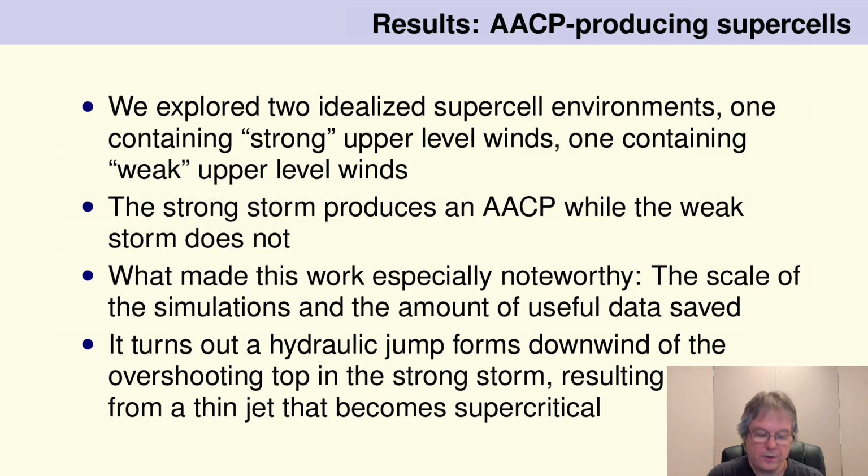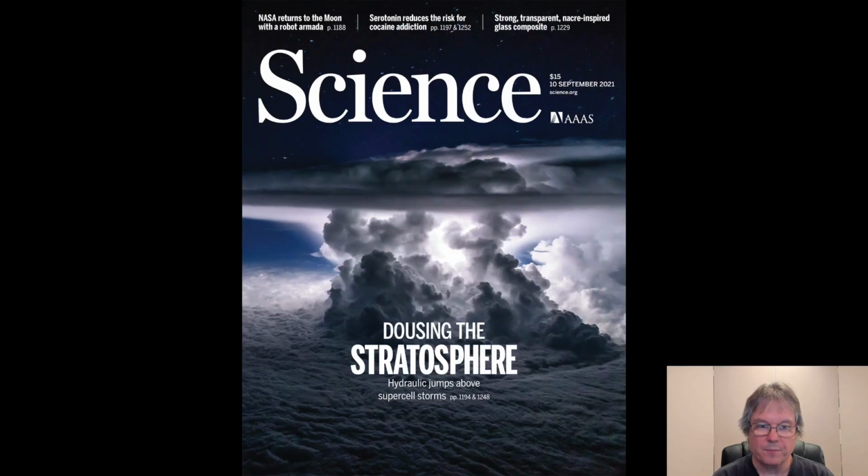What we've done is simulate 2 storms, one that produces an AACP and one that does not, based upon some earlier work at the University of Oklahoma. We basically ran the simulations at 50 meters and just decided to see what happens. And it turns out that we've discovered something pretty big, and this is kind of crazy. This just came out 2 weeks ago. We discovered that it's a hydraulic jump.